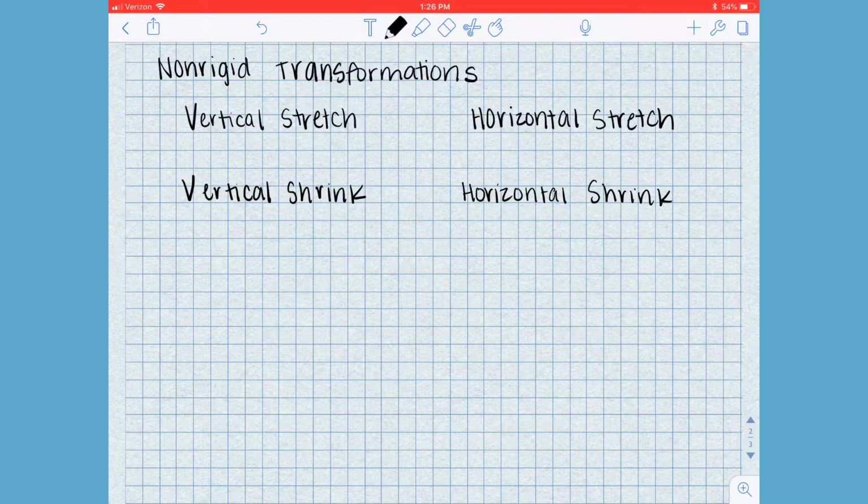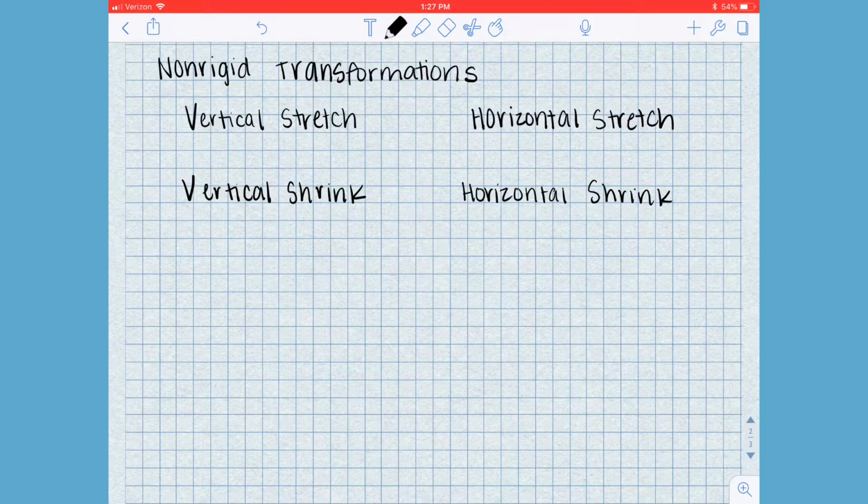In a non-rigid transformation, there is shape distortion. The shapes of the graphs are going to either grow or shrink, and they can do so in a vertical or horizontal direction. The words that we tend to use are a vertical stretch and a vertical shrink, or a horizontal stretch and a horizontal shrink.